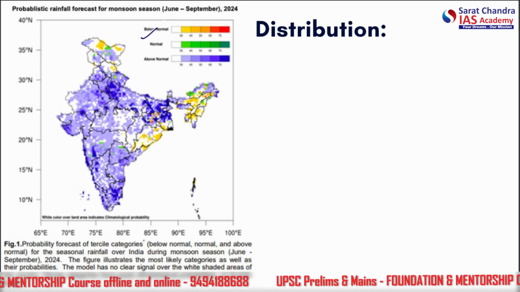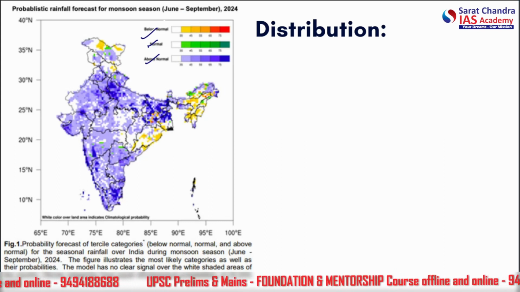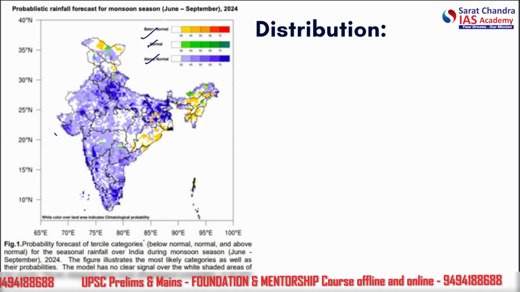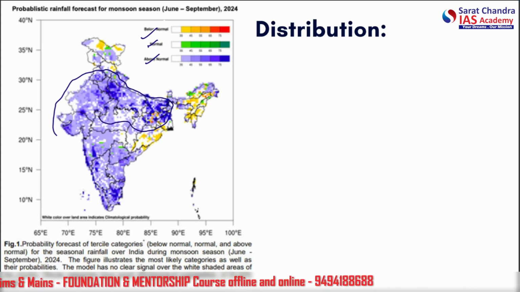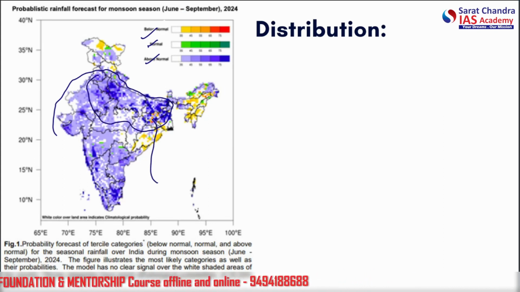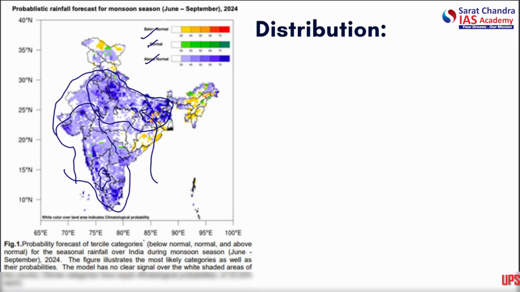Okay, so below normal, normal, and above normal. It may not be very visible to you. All right, so what we are seeing here is that most of India will be receiving above normal rainfall, specifically this portion, the Bay of Bengal portion. In the Arabian Sea portion, we can see above normal rainfall here as well. And this is the rain shadow portion, so we can see below normal rainfall here and here in the central plateaus.